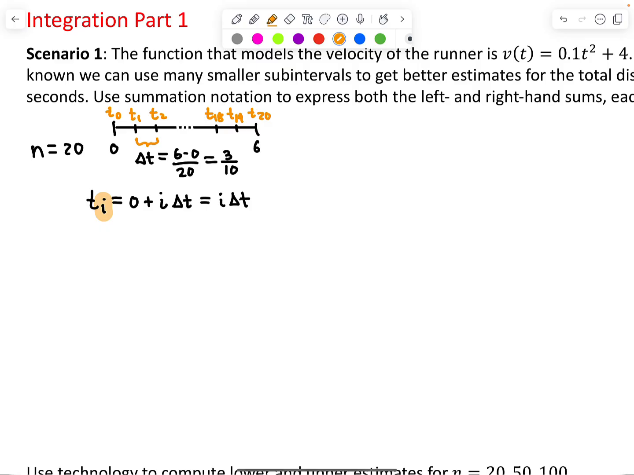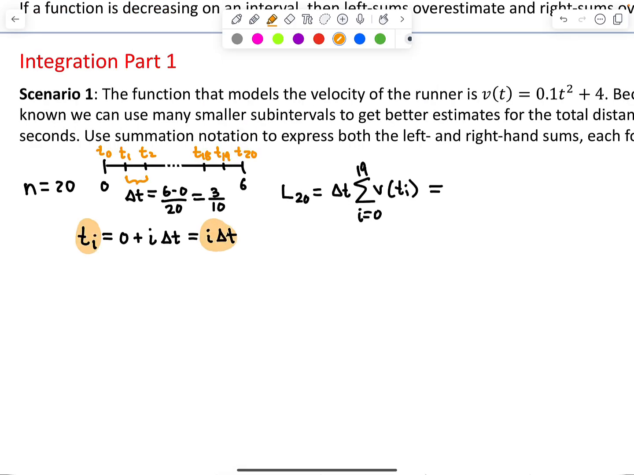So t1 would be 1 times delta t, or it could be found by starting at 0 and adding delta t to it, and you'd get t1. t2 would be 2 times delta t, which you would get by starting at 0 and adding delta t twice to get to t2. This gives us the tools to say that L20 will be delta t times the sum from I equals 0 to 19 of v of t sub I. Now we know each t sub I is I delta t, so I can write this sum as delta t times the sum from I equals 0 to 19, v of I times delta t.